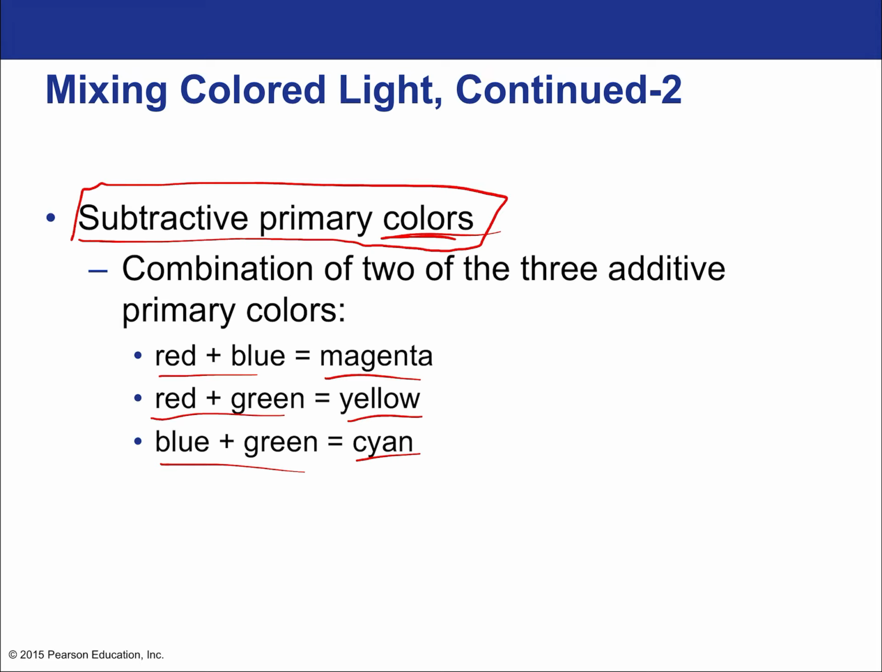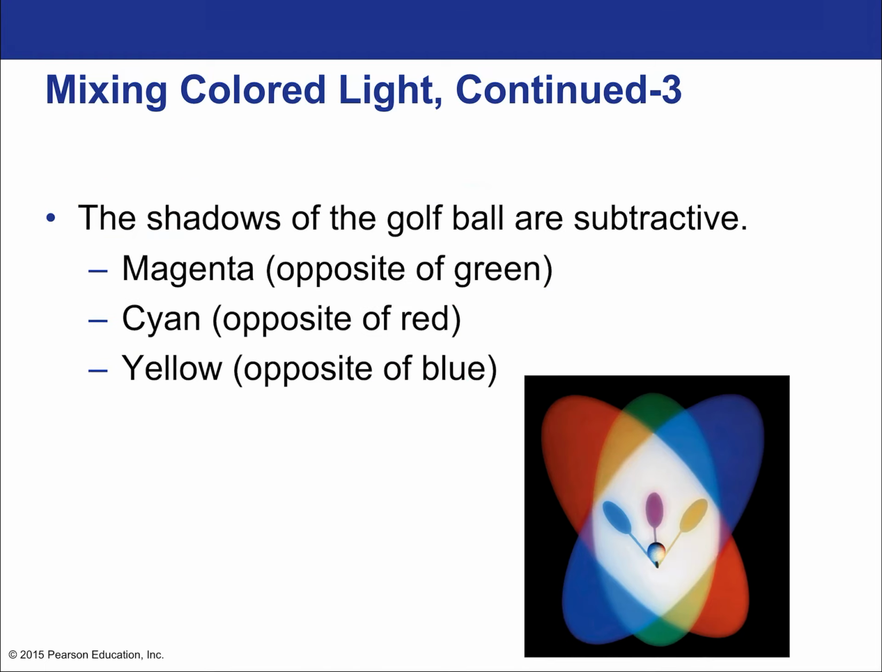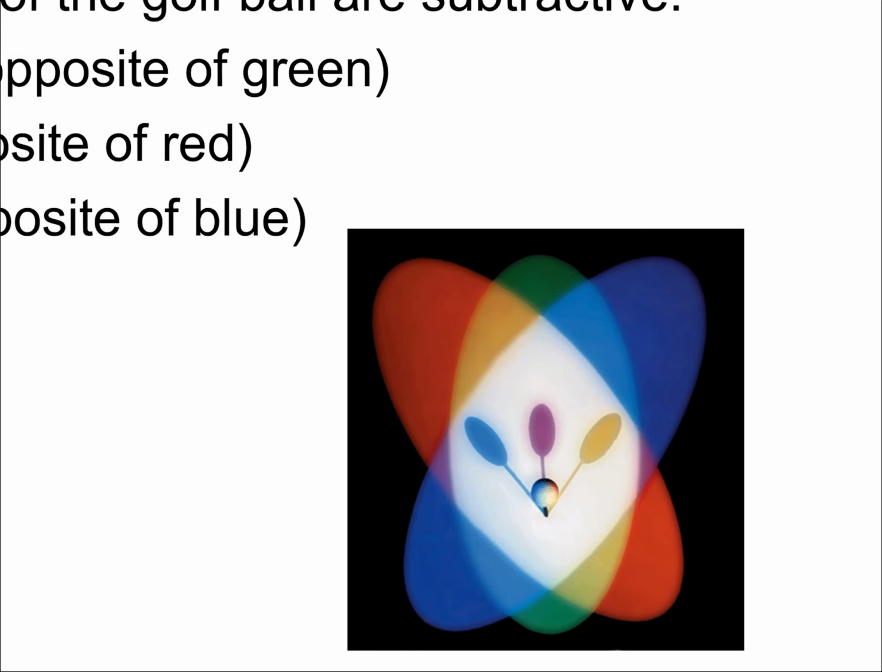Okay, so far, that's what they are. So we got their names, and we know they're called the subtractive primary colors. In a minute, we'll talk about why that name makes sense, but for now, let's just consider what they are. All right, so here we have how you could kind of create them. So the shadows of the golf ball are subtractive. Let's zoom in on what's going on here.